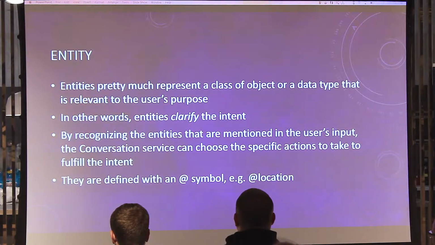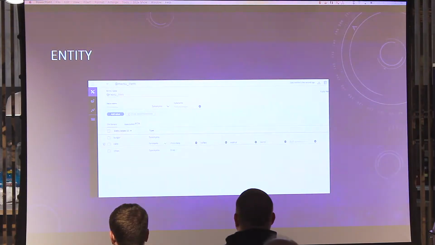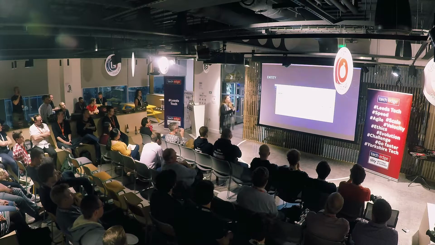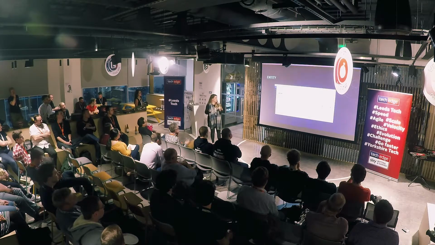It's actually really interesting. So the next thing that you'll need to define is entities. Now, entities represent a class of object or a data type that is relevant to the user's purpose. So basically, this clarifies the intent. An example of this would be a menu item. So we've got a menu there, and we define them with the @ symbol. And basically what we're saying is, we've got a menu, and within that menu we can have burger, chips, cake, whatever food, whatever you want, we're not bothered.